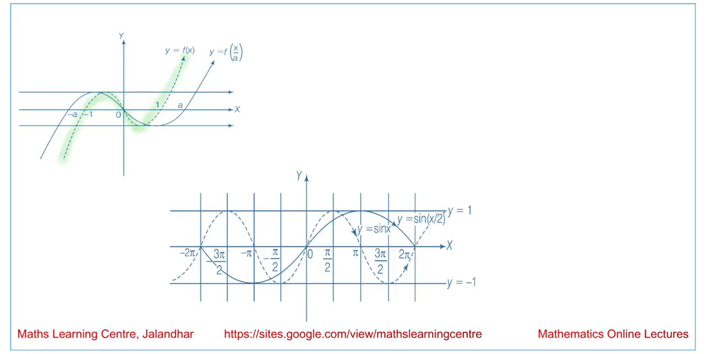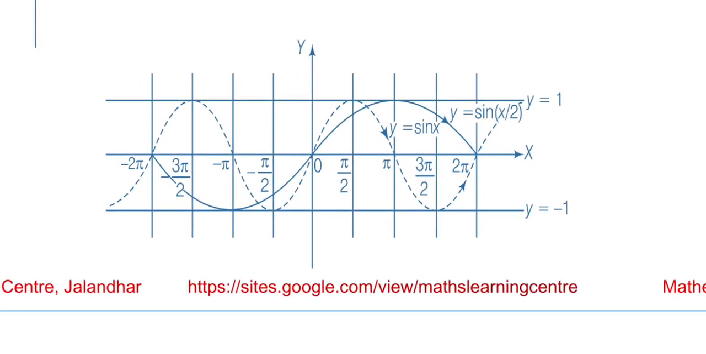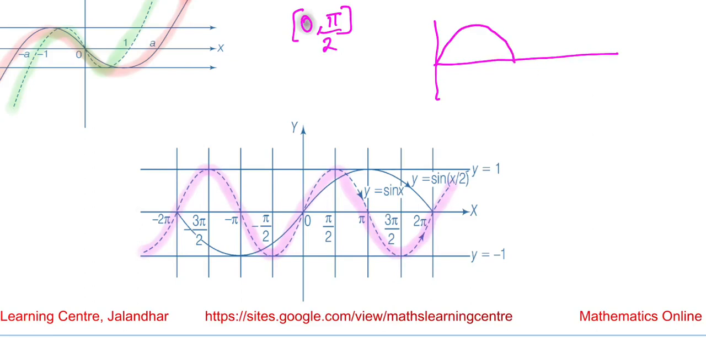Then in this case the graph will expand along the x axis. Again we are explaining this with the help of an example. The graph of y is equal to sine x. Suppose I am talking about the interval 0 to pi. This is the graph of sine x.